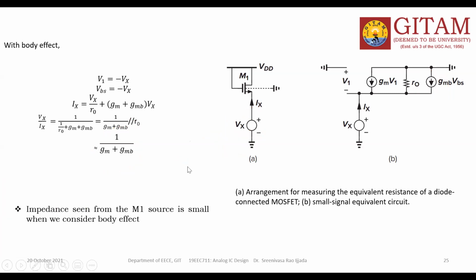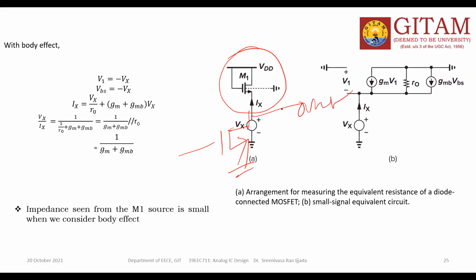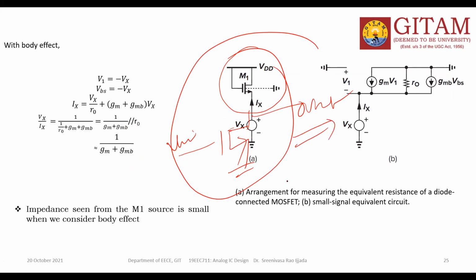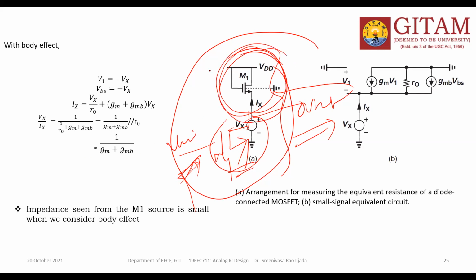So this is the diode connected load. You can connect it like this. This is your M1 transistor. You can collect the output here, V out. This is the V in. So this is the circuit, only for the upper one; the lower one we will see later. In this circuit, if you see the impedance from the M1 source, because of this body effect, this fellow offers very little resistance.